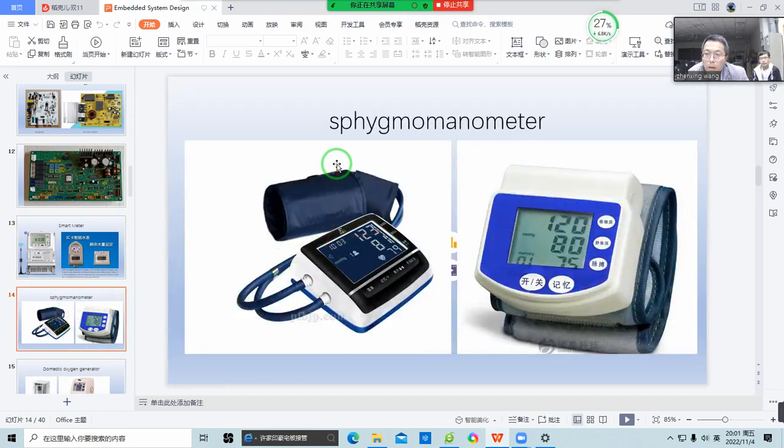This is a device for everyone to test blood pressure. It has a sensor embedded inside. And then the sensor sends a signal to the PCB board. And the PCB board also has an LCD installed. There are different kinds of LCD. For this kind of LCD, how to design? I can teach you how to design.